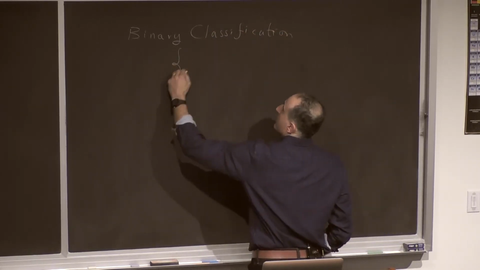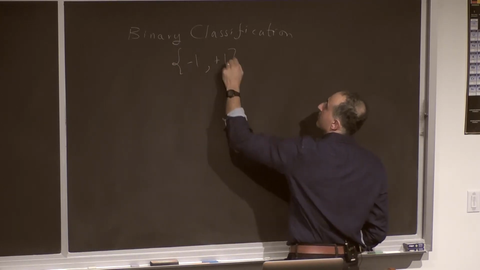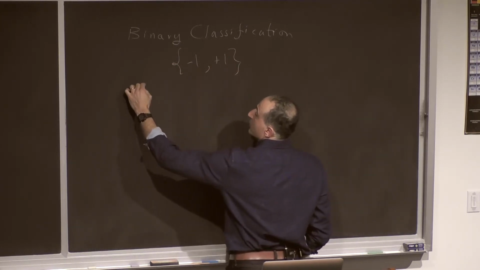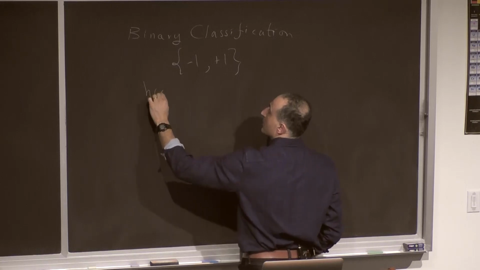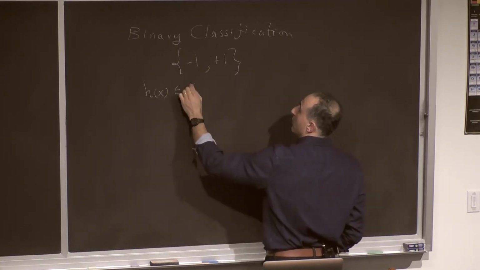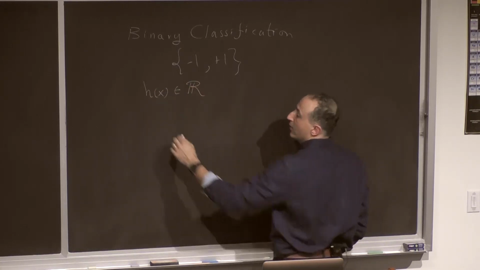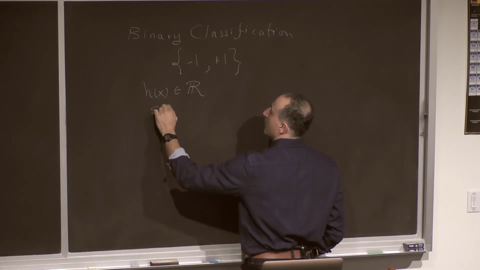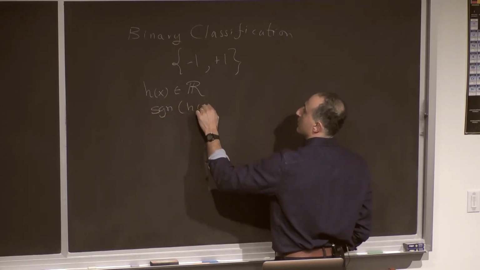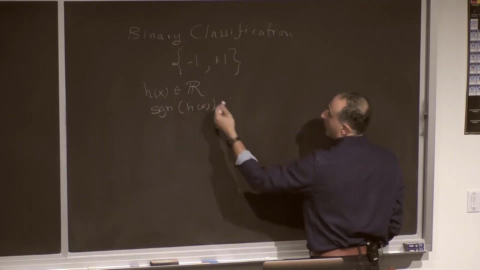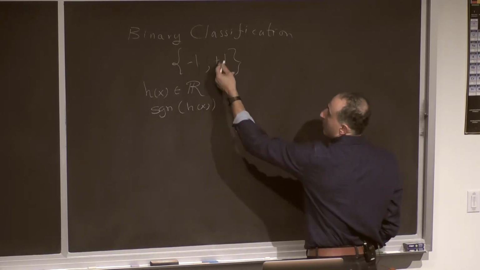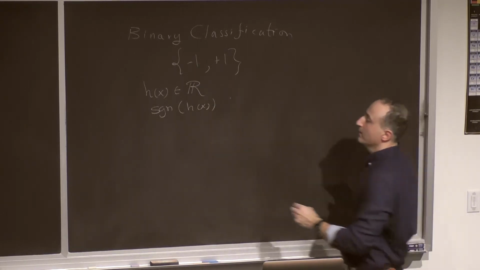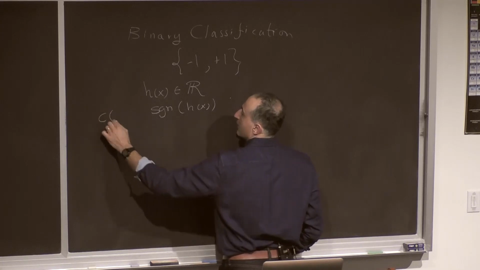So if your output is supposed to be -1 or +1, then you've got some function, say h of x, which could be a number, and then you're going to classify with the sign of h of x. Okay, it could be 0, but it's basically in -1 or +1. So I like to write this as the classification of x.